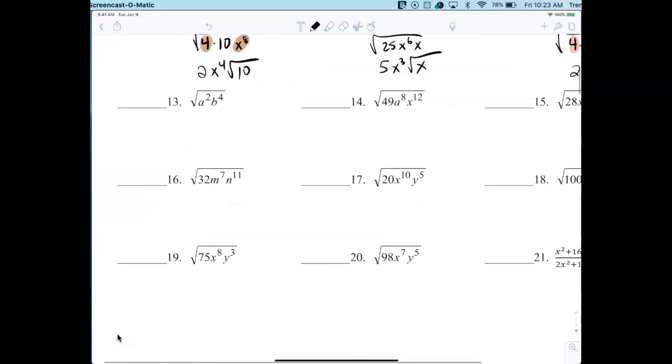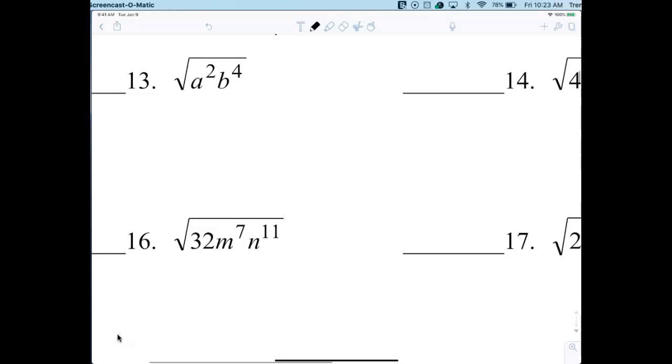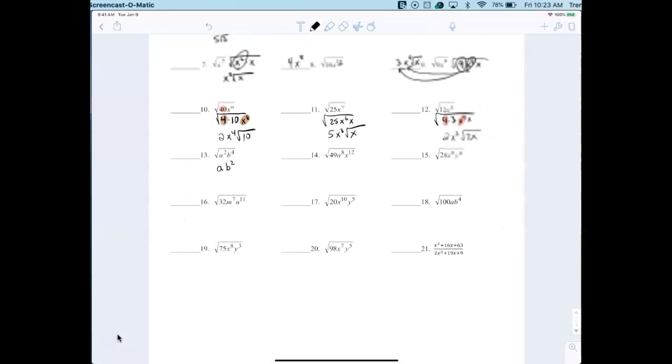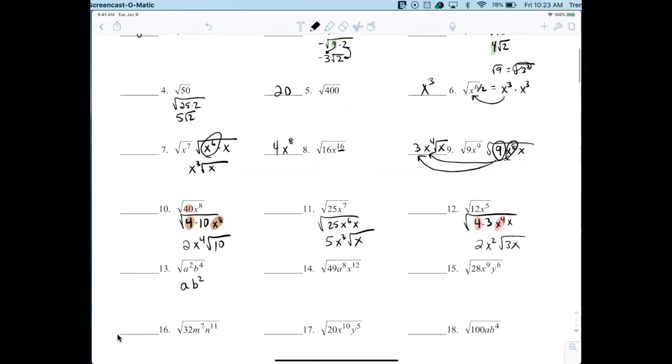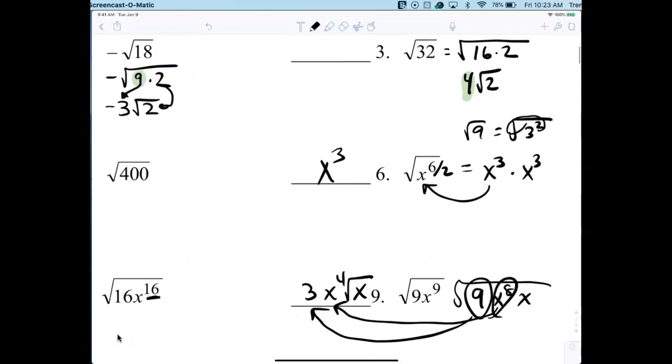All right, let's find 13. Is a squared b to the 4th a perfect square? Yes, so I have to do what? Divide by 2. So that answer is a b squared. Carter, what's the matter? You're having trouble with numbers and variables. You hear me? Variables, you divide by 2. Numbers, you look for perfect squares. Oh, I see.